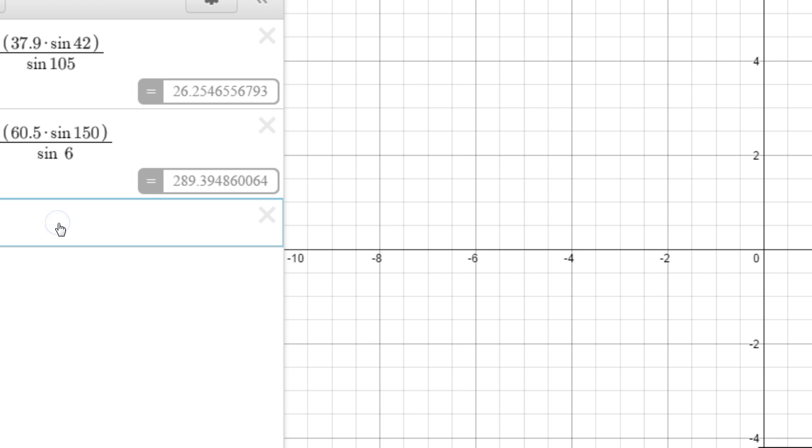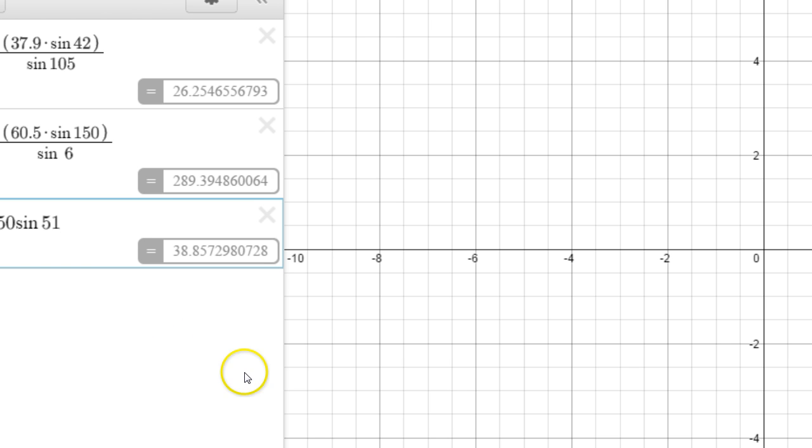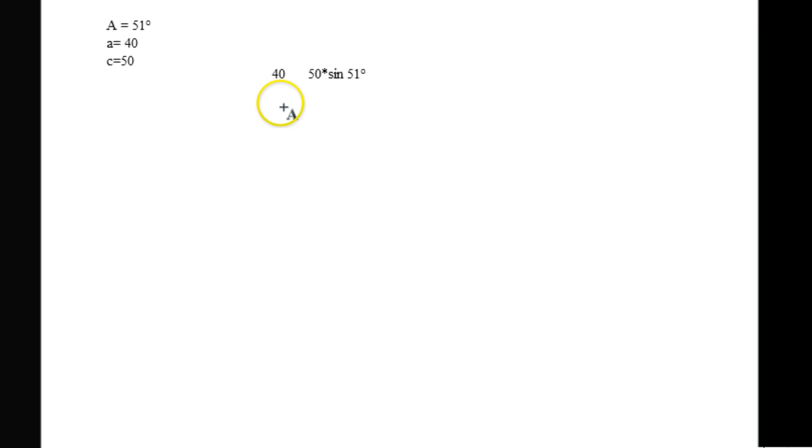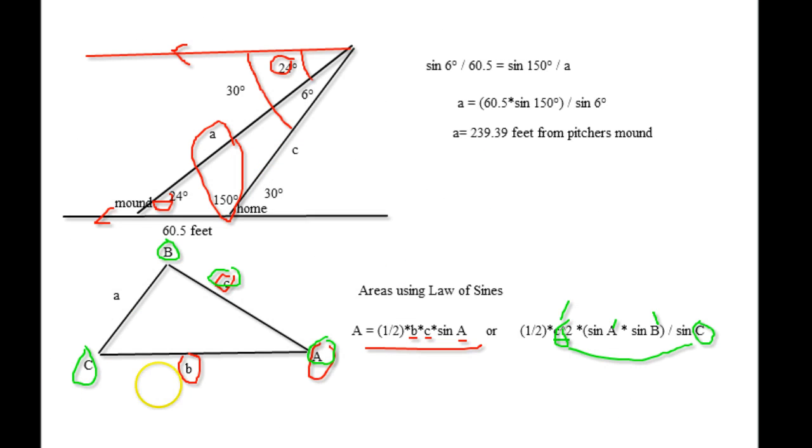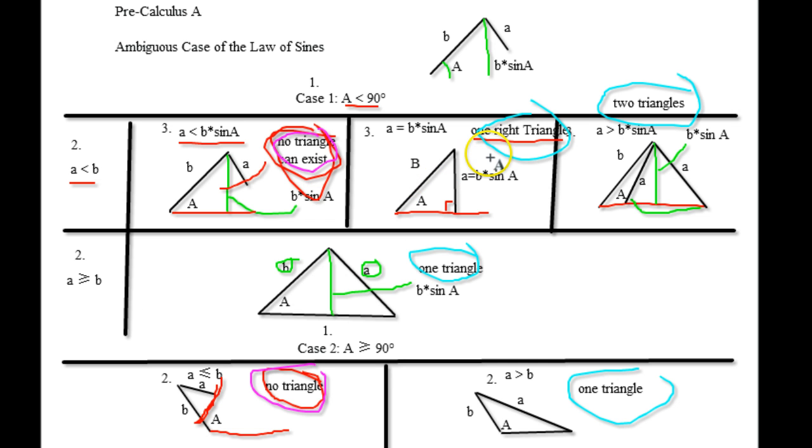So I go to my graphing calculator. That's going to be 38.85. So I definitely know that 40 is greater than 38.85. Now I need to go back and look at the situation where A is greater than B. Oops, went back too far. Okay, uh-oh, two triangles. Oh no. So I'm going to actually have two triangles that can be made out of this mess.